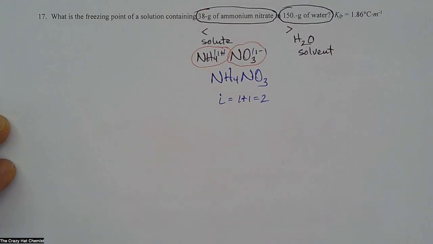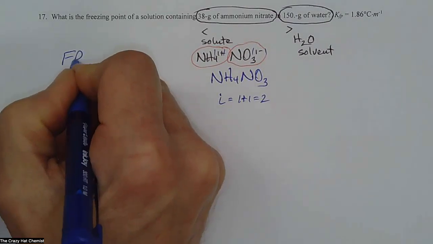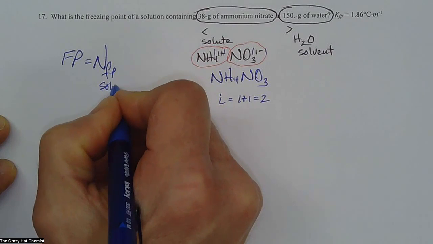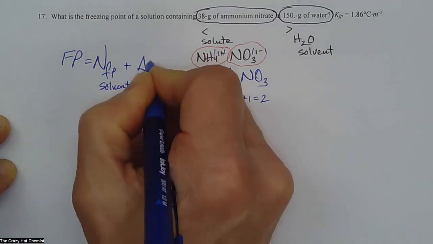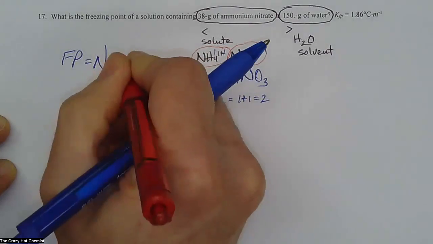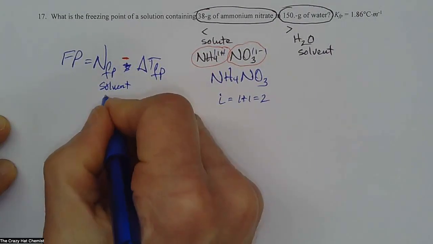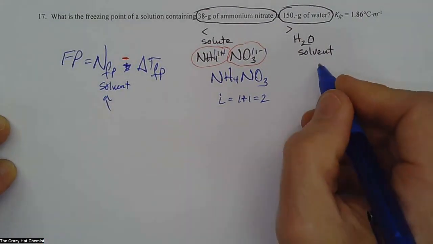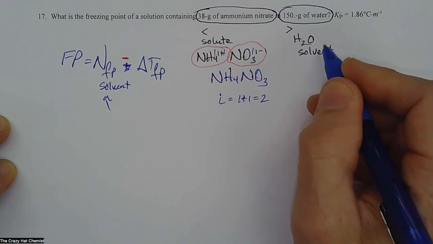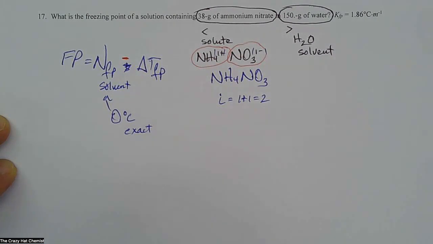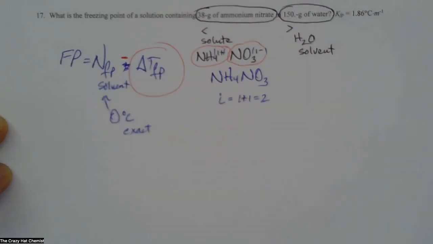All right, so now the freezing point equation is equal to the normal freezing point of the solvent minus the change in temperature of the freezing point. The normal freezing point of water is 0 degrees Celsius, and this is going to be an exact number. So what we have to do is calculate the change in temperature of the freezing point.